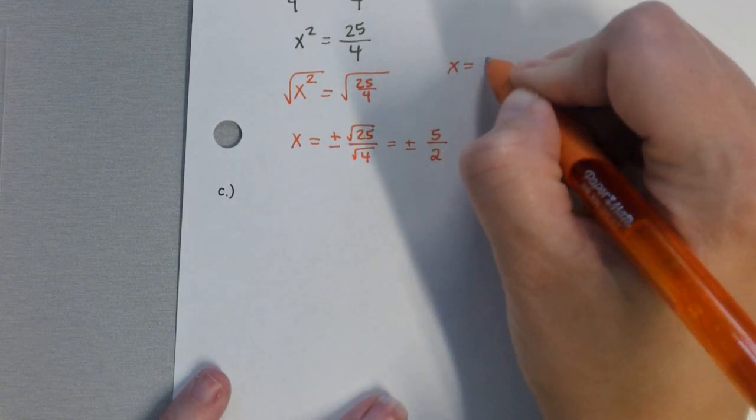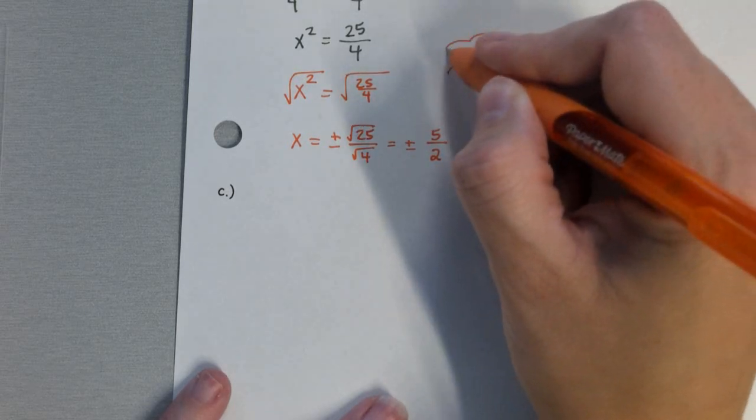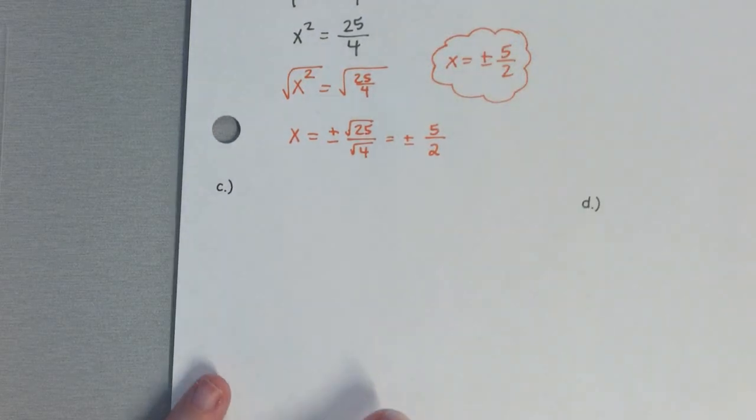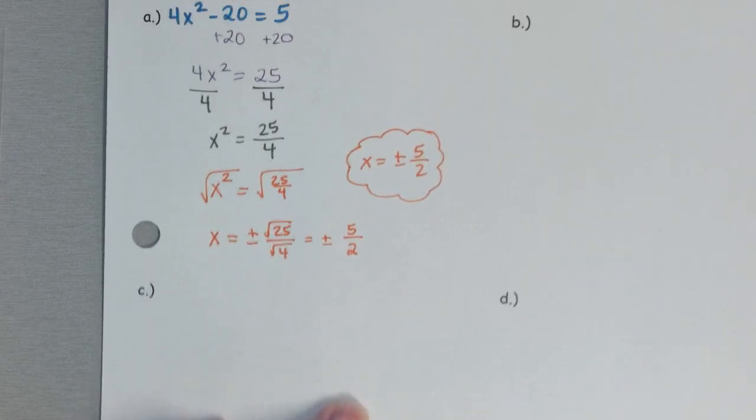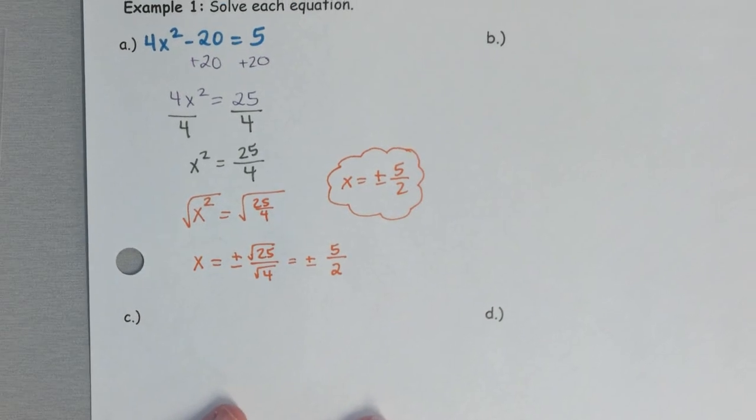So your final answer would be x equals plus or minus 5 over 2. And you can write your answer just like that. Just keep in mind that that does represent 2 different solutions. Okay, 5 over 2 would satisfy, and so would negative 5 over 2. You can always plug them back in to see if they make the equation true.